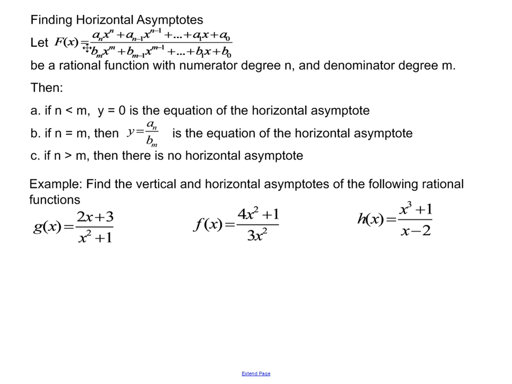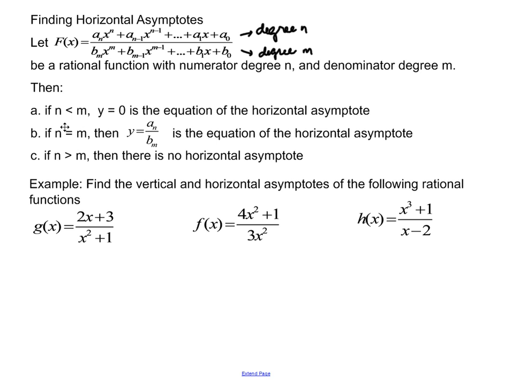So let me describe this. It says let f of x equal a sub n x to the n plus a sub n minus 1 x to the n minus 1, etc., over b sub m times x to the m plus b sub m minus 1 x to the m minus 1 power, in the denominator. In other words, we have in the numerator a polynomial with degree n, and in our denominator, a polynomial of degree m. They could possibly be different, they could possibly be the same. It doesn't matter. All we're looking for is the degree of those polynomials in order to conduct this test.